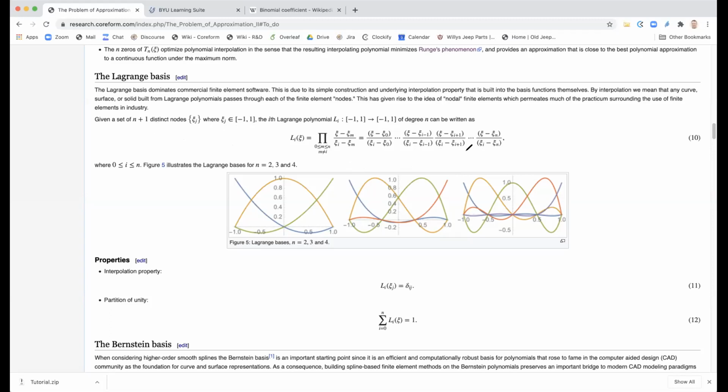Let's say you have a function f of xi, and then you just say that, well, I want xi to be equal to some g of eta. You can always do that, right? You just plug in f of g of eta, and everywhere you see xi, you plug in g of eta and just reevaluate the whole thing.